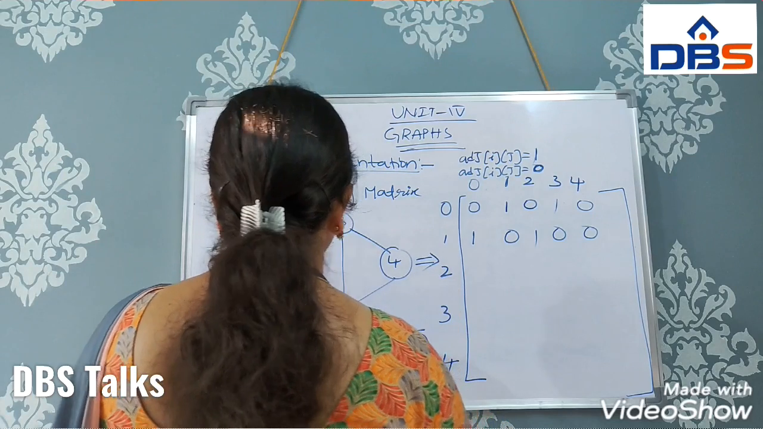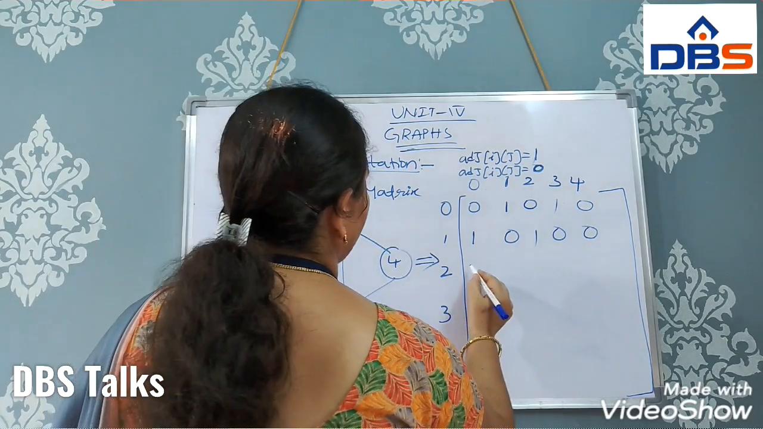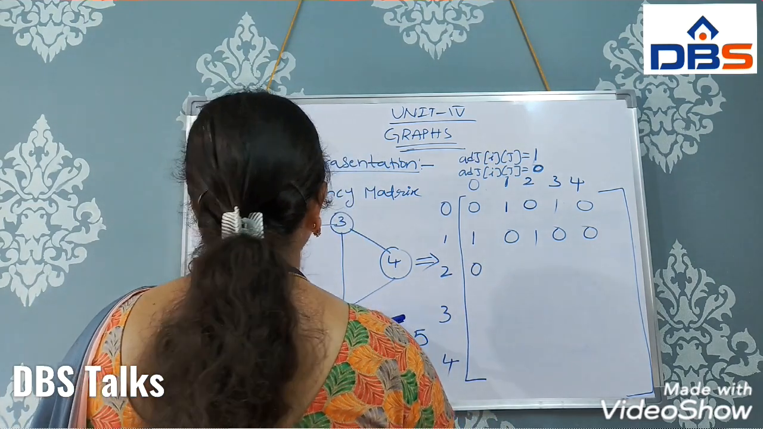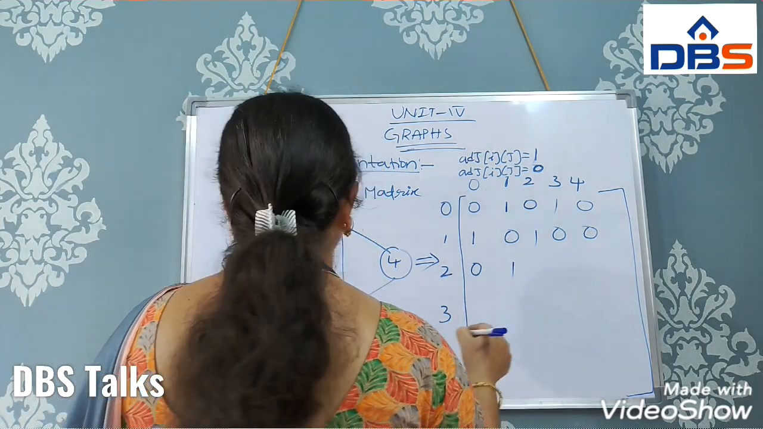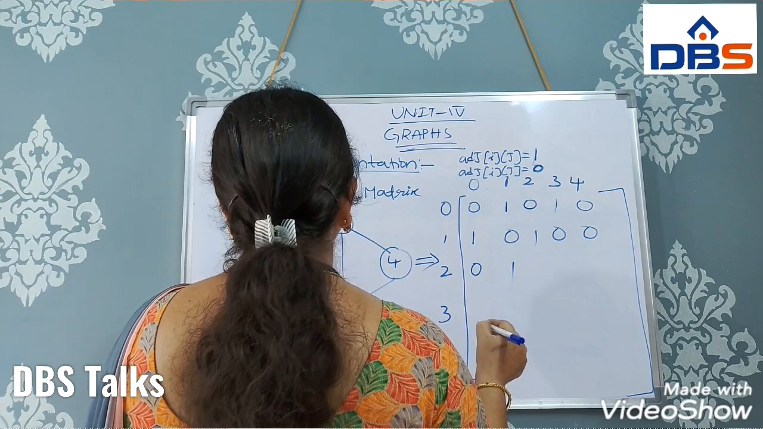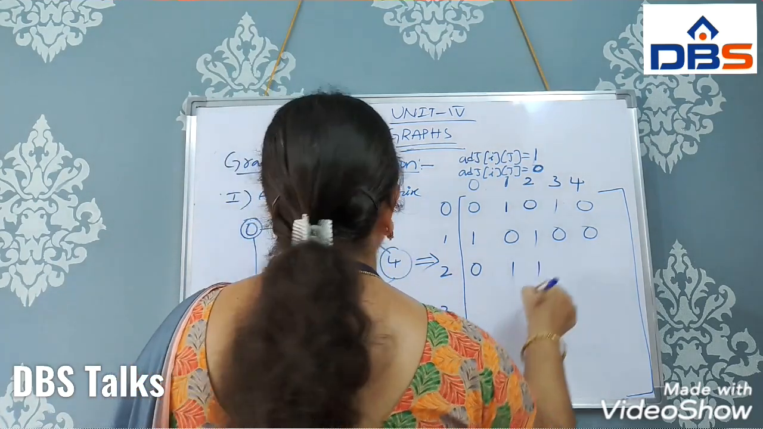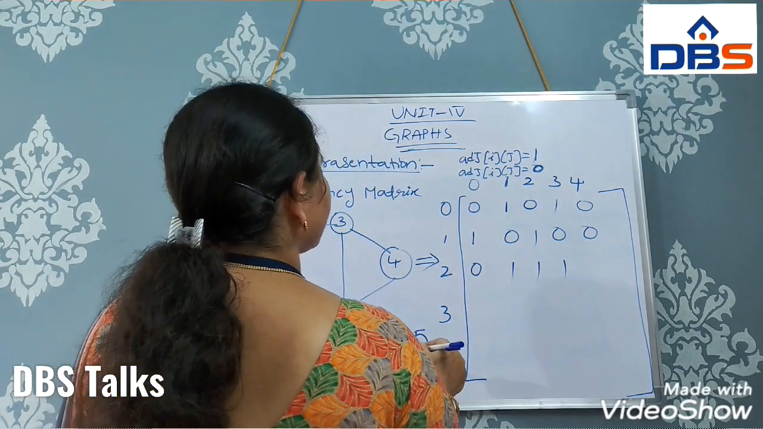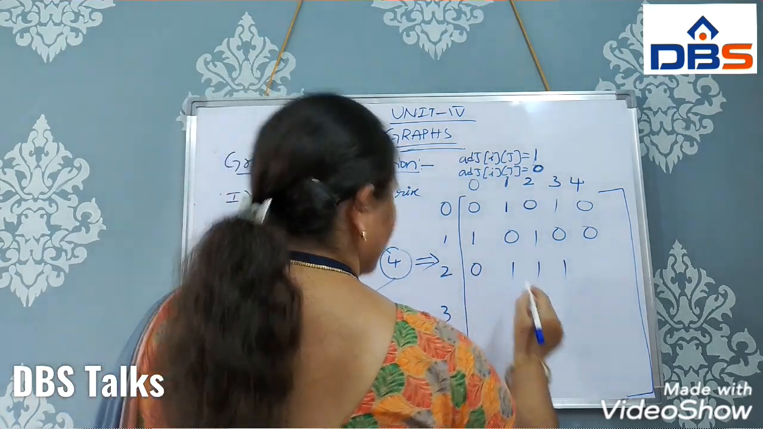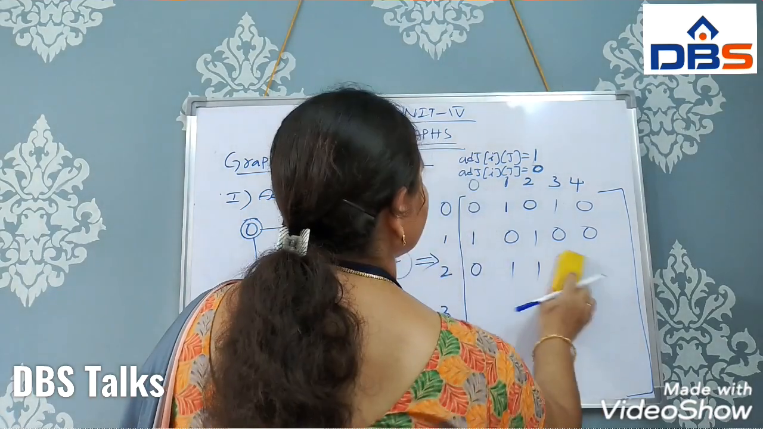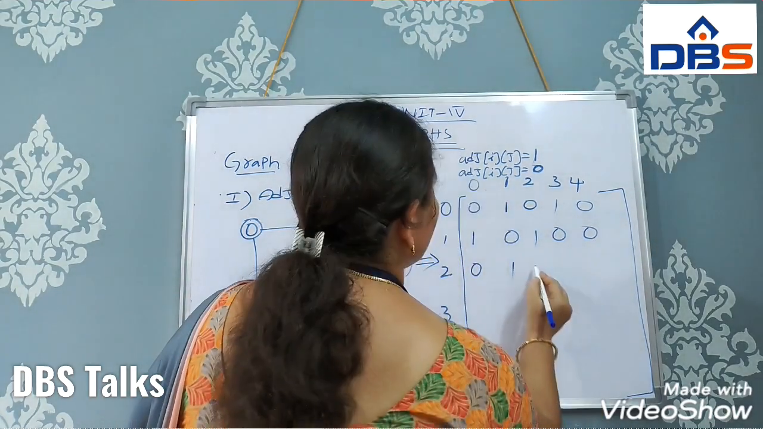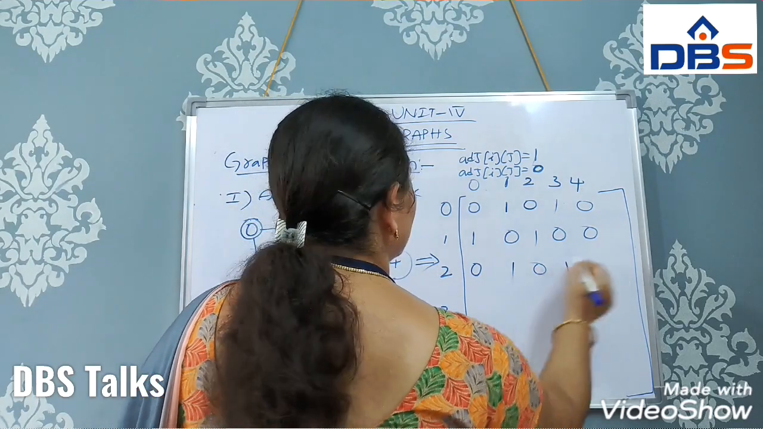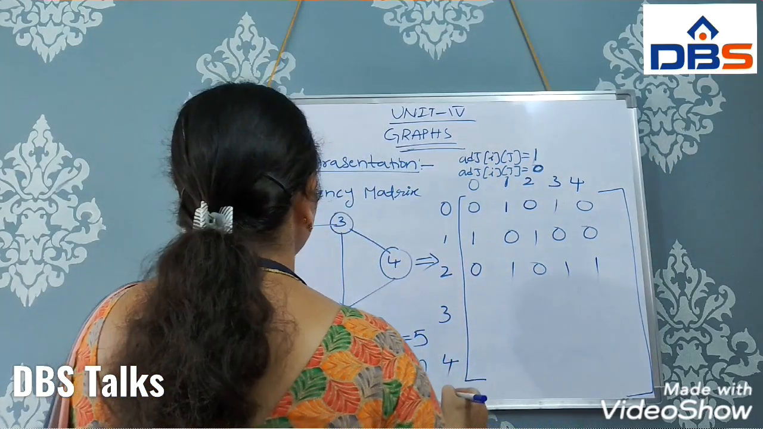Next one, 2. 2 to 0. There is no direct connection from 2 to 0, that's why that is 0. 2 to 1, that is 1. There is no self loop. 2 to 3, yes, there is a connection. 2 to 4, yes, there is a connection. Next, 3.